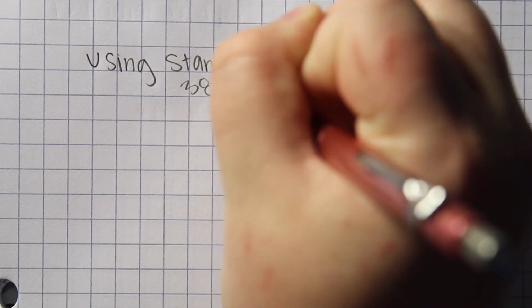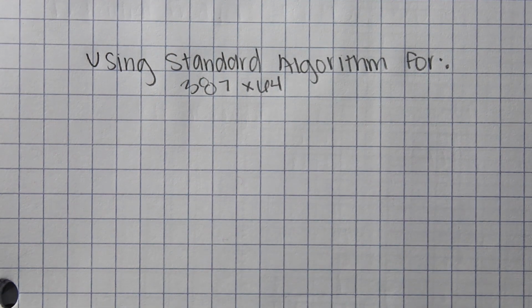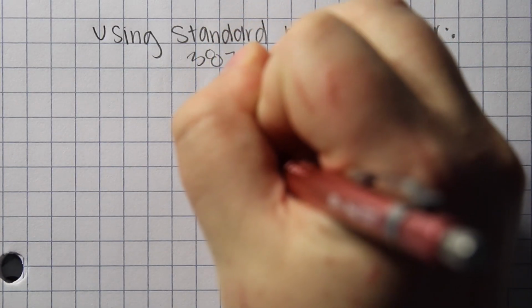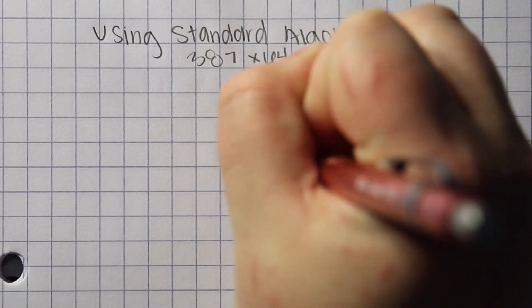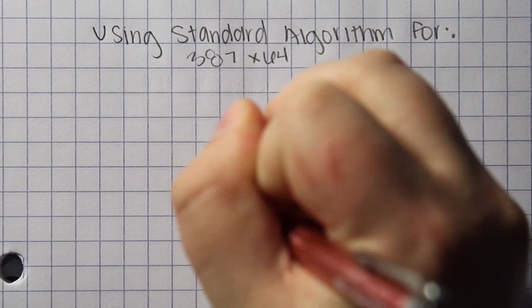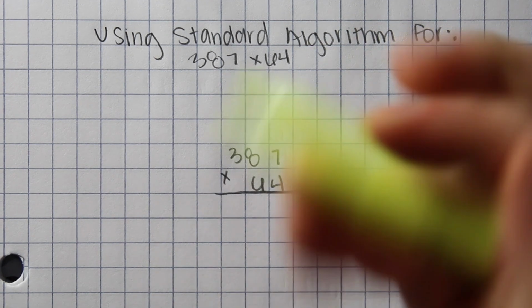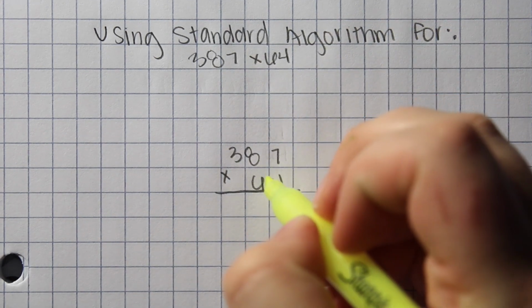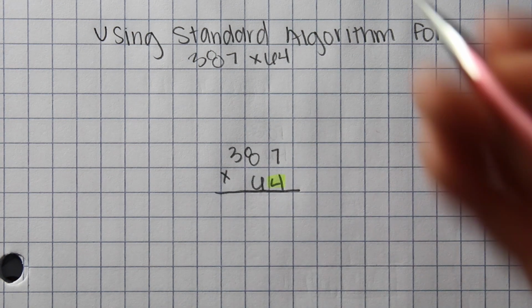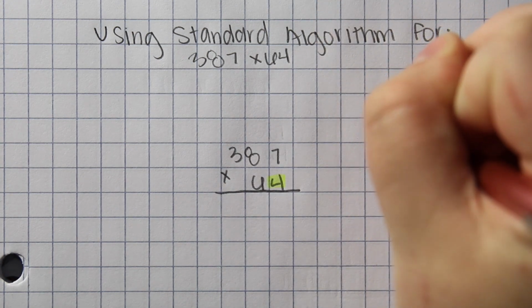And I'm not really using any color coding at first, but I will show some color coding as I go forward. So with standard algorithm, we know that we work from right to left. So we're going to start on the bottom row in that 64, and we're only going to be working with the ones value for 64. So I'm highlighting that 4 to remember that that's the number that we're going to be multiplying.